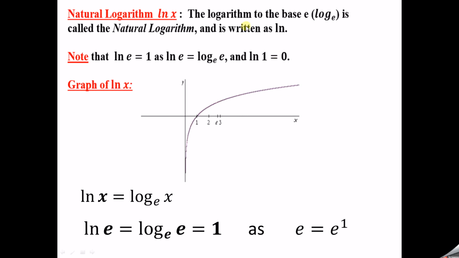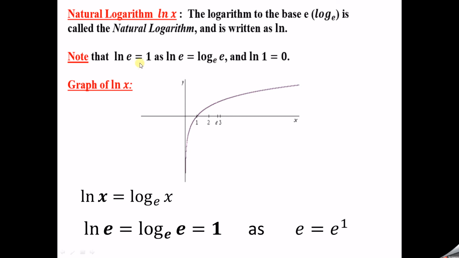Now we look at the natural logarithm. So ln x is called the natural logarithm, where the base we take is the special number e. In general, we write the logarithm to any base b. In place of that base b, if we take a particular number, the special number e, that logarithm we call the natural logarithm, and we write it as ln. So ln x means the logarithm to the base e.